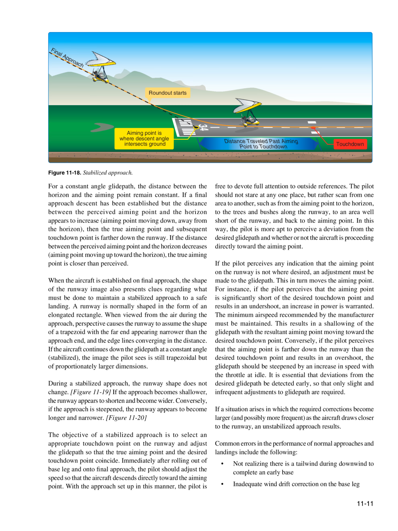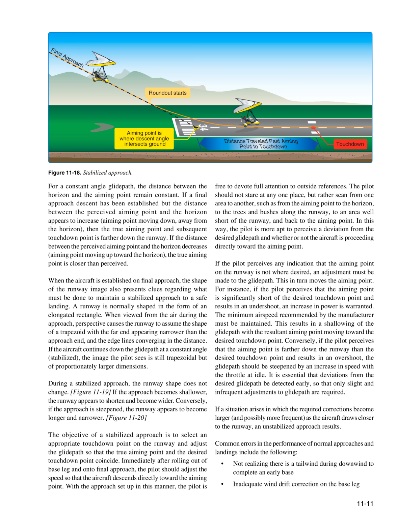When the aircraft is established on final approach, the shape of the runway image also presents clues regarding what must be done to maintain a stabilized approach to a safe landing. A runway is normally shaped in the form of an elongated rectangle. When viewed from the air during the approach, perspective causes the runway to assume the shape of a trapezoid with the far end appearing narrower than the approach end, and the edge lines converging in the distance. If the aircraft continues down the glide path at a constant angle, stabilized, the image the pilot sees is still trapezoidal but of proportionally larger dimensions. During a stabilized approach, the runway shape does not change.